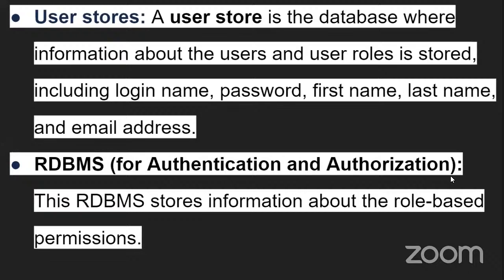So now I'm going to user stores. An application is not complete without a database. So that's what the user store is about. A user store is a database where information about the user and user role is stored, including the login name, the password, the first name, the last name, and email address. Not just these five things I listed. Different things can also be stored in the database.